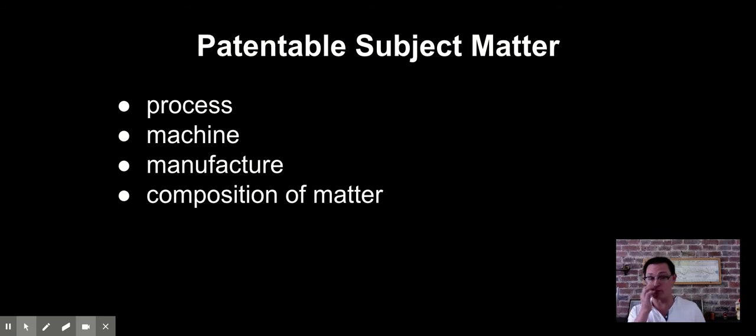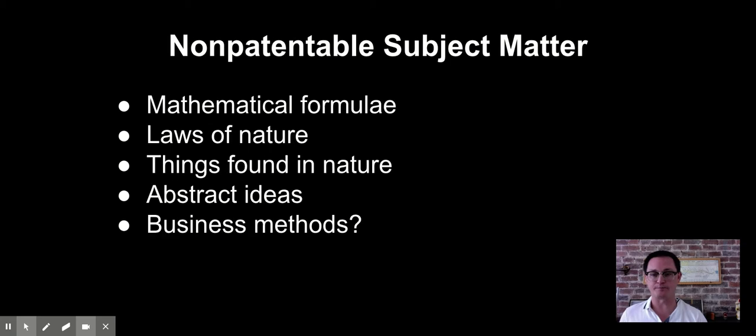So what does Section 101 say can be patentable subject matter? Well, any process, machine, manufacture, or composition of matter. Those are all pretty broad categories, right? Those could include an awful lot of different kinds of things. And so the question then becomes, what kinds of inventions or discoveries would be excluded from the scope defined as patentable under Section 101? Well, courts have, broadly speaking, said that as a general rule, mathematical formulas, laws of nature, things found in nature, and abstract ideas, whatever that means, are not patentable subject matter.